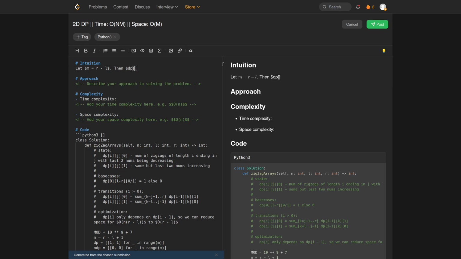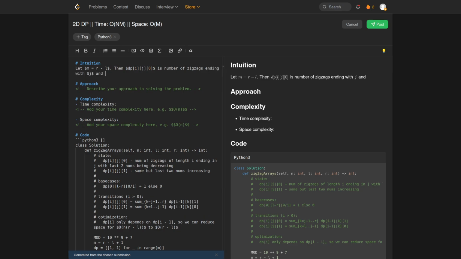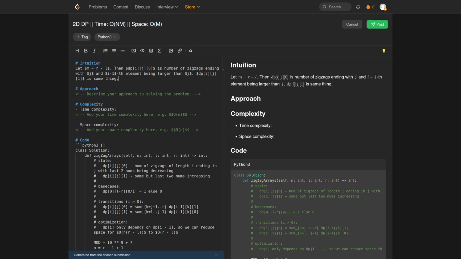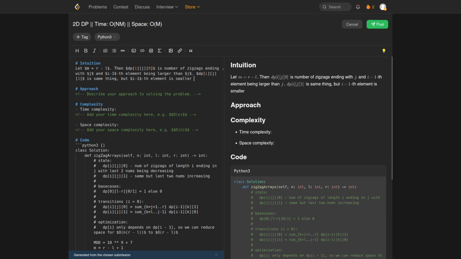then dp[i][j][0] is the number of zigzags ending with j and the i minus 1 element being larger than j. dp[i][j][1] is the same thing, but the i minus 1 element is smaller than j.